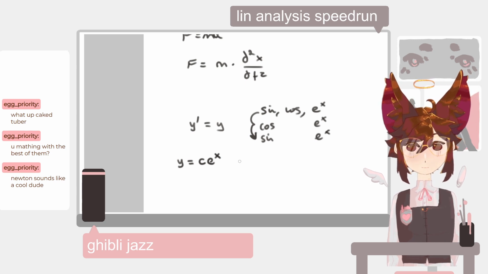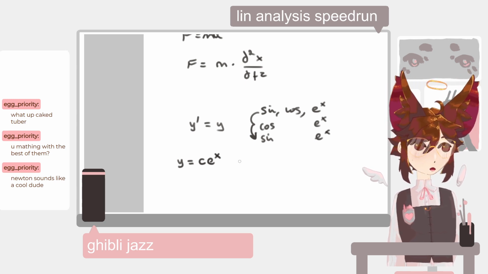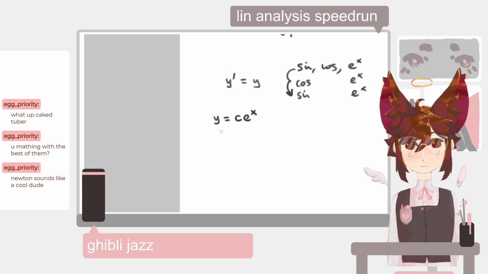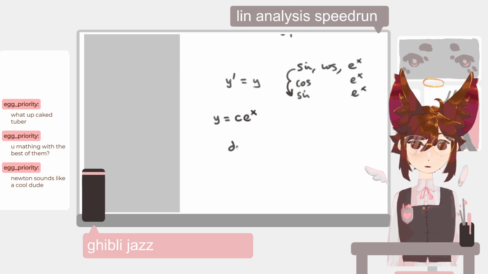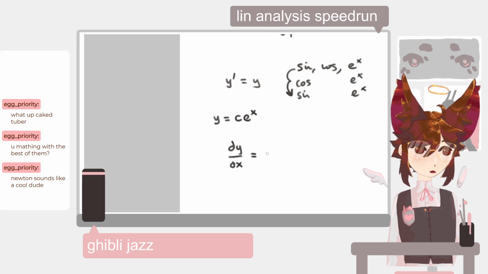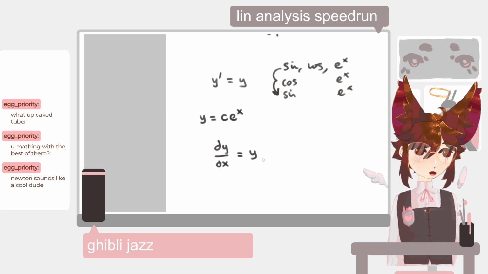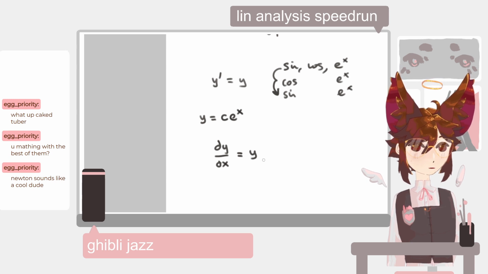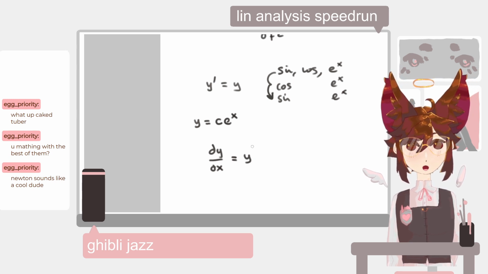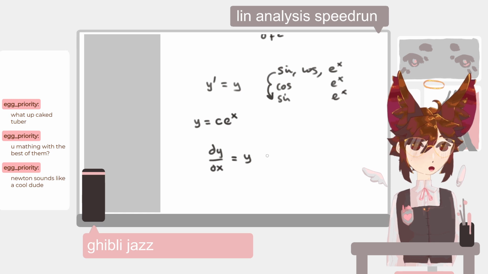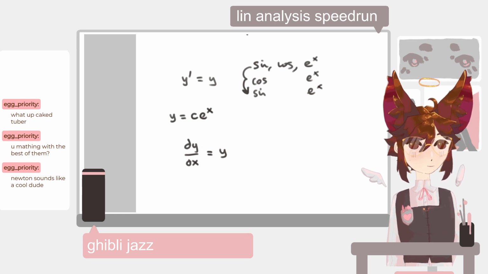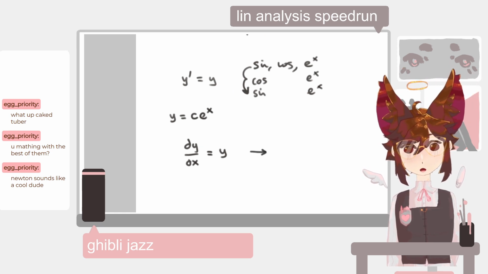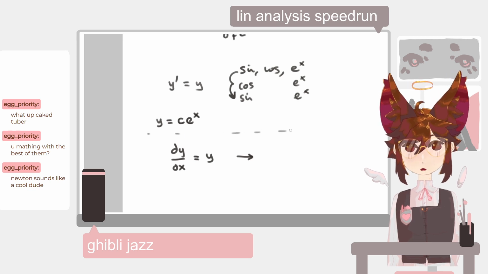But we can also solve this with a different method, and that is by writing y prime as dy/dx equals y. And then what we can do is separate the variables, right? So there is no x here. So we can get all of the y's on one side, all the dy's and y's on one side, and then we can integrate.